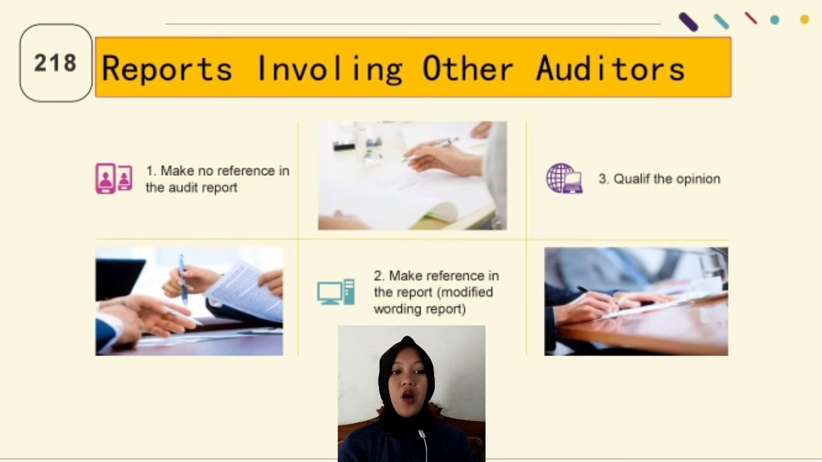And as we know, we use PCAOB terminology to reference the different auditor responsibilities. When the CPA relies on a different CPA firm to perform part of the audit itself, the principal CPA firm has 3 alternatives. Only the second is an unmodified opinion audit report with modified wording. As you see in the slide, there are 3 alternatives. The first is to make no reference in the audit report.